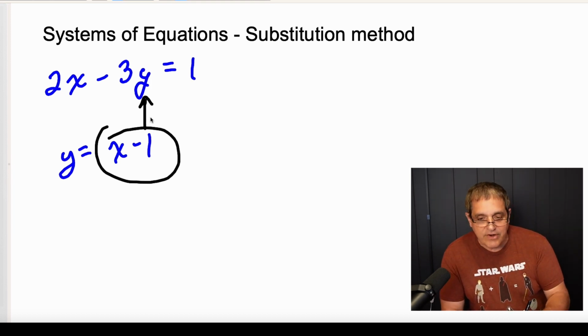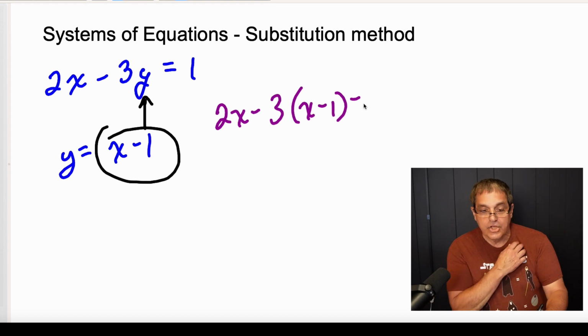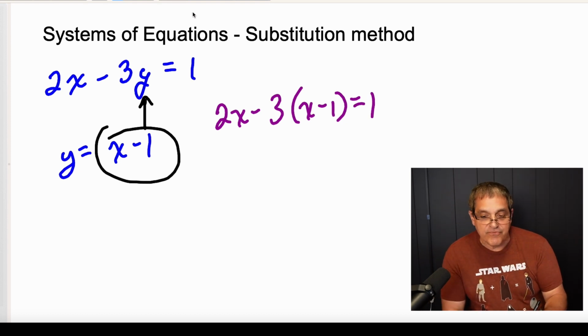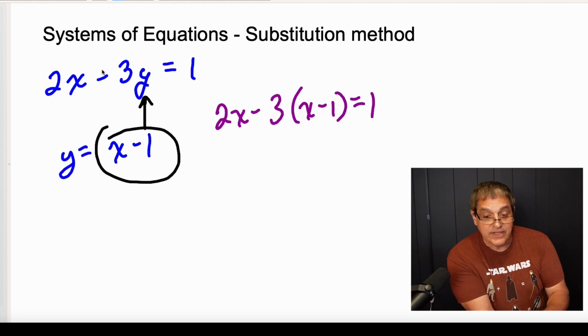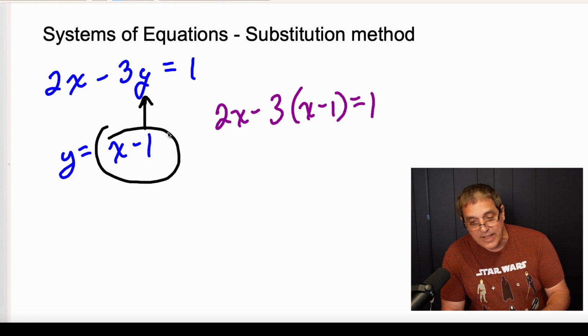So let's rewrite our equation now with the substitution. So 2x minus, now remember, you got to use the 3, all right? Because the y is x minus 1. That 3 is still there. So 3 times x minus 1 is equal to 1. Okay? Do you see that I plugged in for the value that it was y? Instead of minus 3y, since y is x minus 1, I write minus 3 times x minus 1.